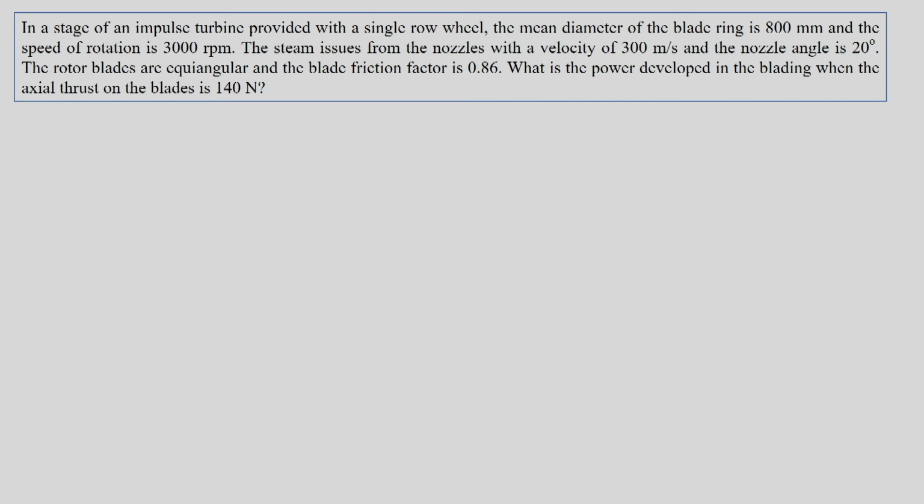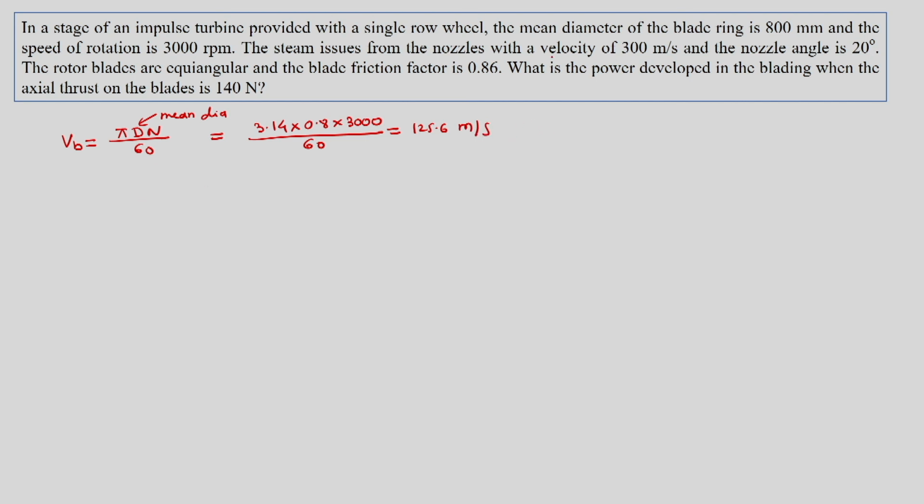So in this example, we are given the RPM, so we can find out VB, which is pi d n by 60. This is the mean diameter, and the mean diameter is given to us. So for that we can write 3.14 into mean diameter 0.8 into RPM 3000 divided by 60. So this gives VB as 125.6 meter per second.